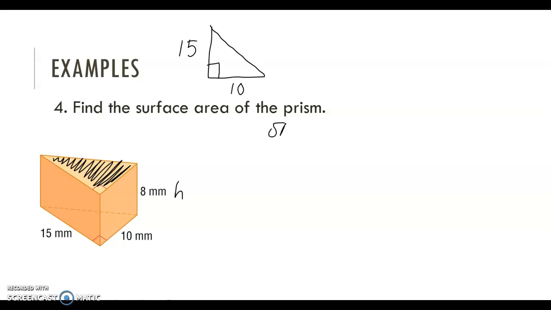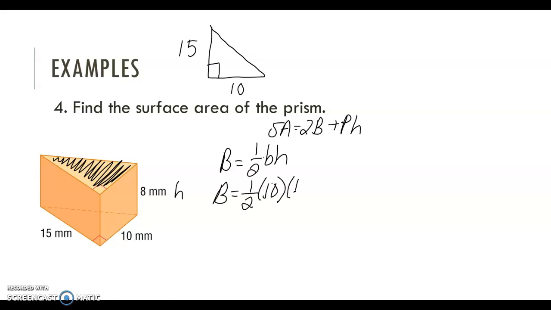So surface area, 2 base area plus perimeter height. Let's look at the base area first. So 1/2 base times height, because it's a triangle again. So 1/2, the base is 10. The height is 15, giving me a base area of 75 square millimeters.